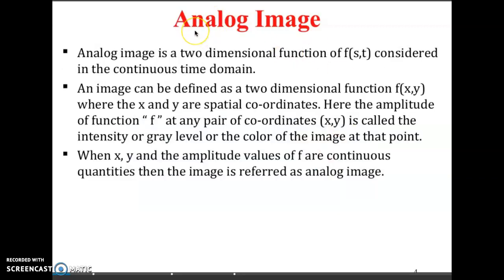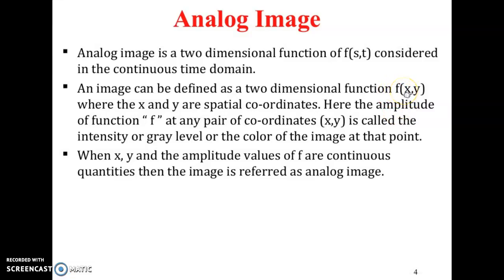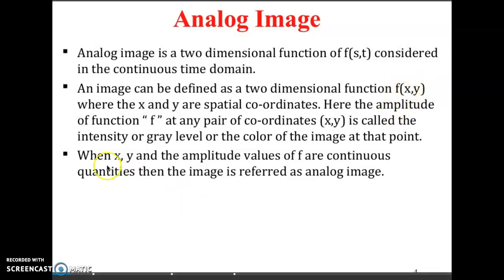And as I have said, f of xy is the image. How is f of xy interpreted as an analog image or a digital image? In f of xy, if x, y and the amplitude of f are all continuous quantities, then the image is referred to as analog.